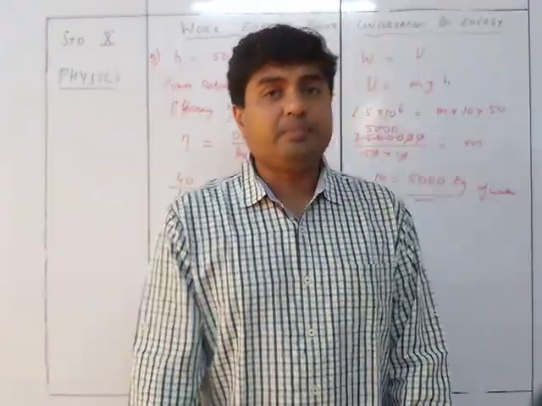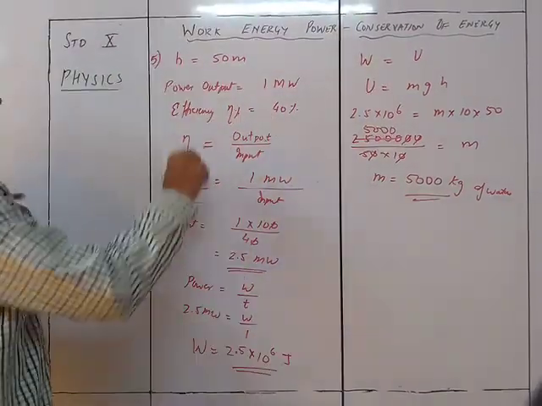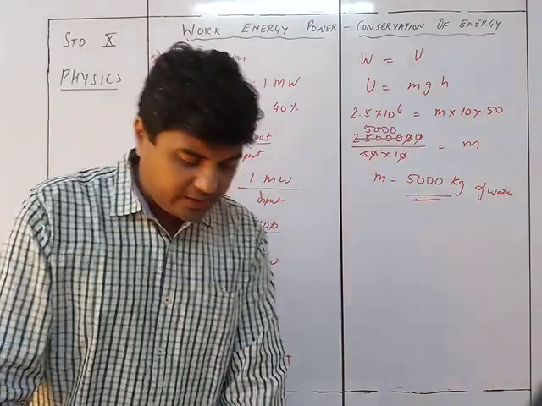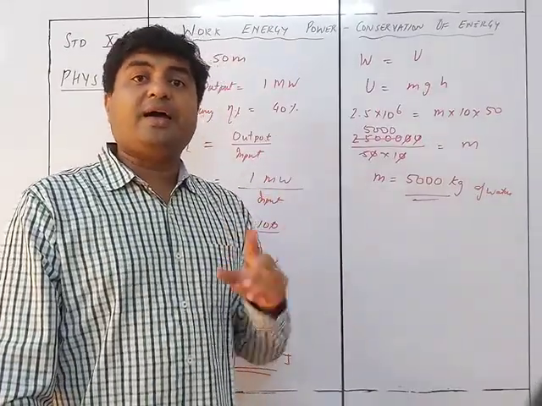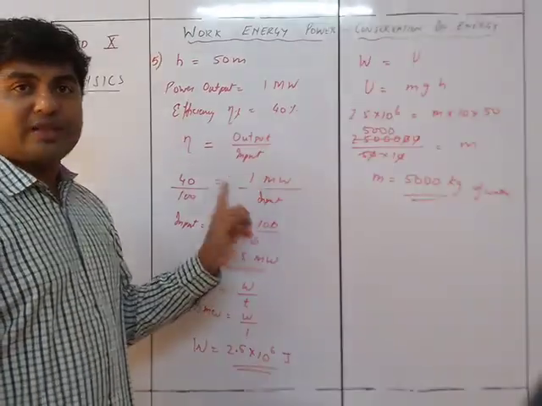Very important sum. Please go through it properly, understand it properly. What we did was we had the power output. Why output? Because they have told us that power output is 1 megawatt. The power output is this much, so after efficiency what will happen? We will find the input. Input will be much more than the output.